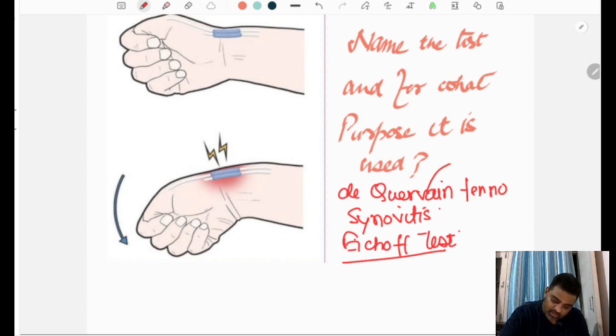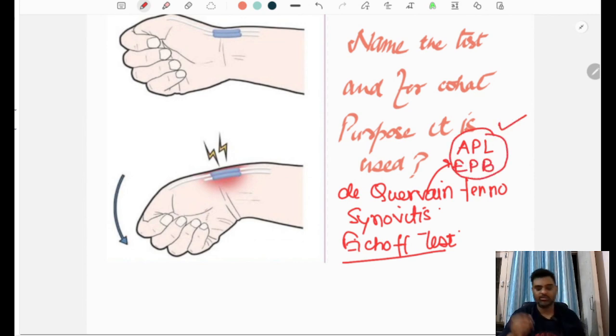What is the muscle involved in De Quervain's tenosynovitis? It is the abductor pollicis longus and extensor pollicis brevis. Please remember. Now, if I ask you, abductor pollicis longus is supplied by which nerve? Okay, we'll come to that in the nerve injury. So, this is the Eichhoff test, done in case of De Quervain's tenosynovitis, which involves 2 muscles: abductor pollicis longus and extensor pollicis brevis.